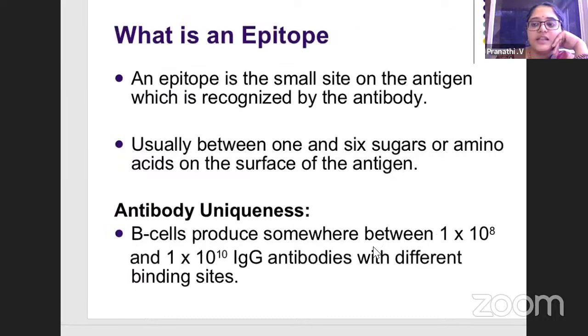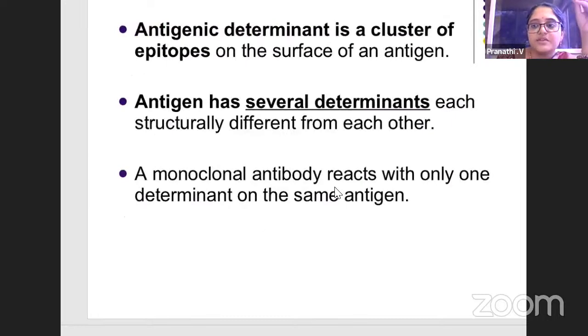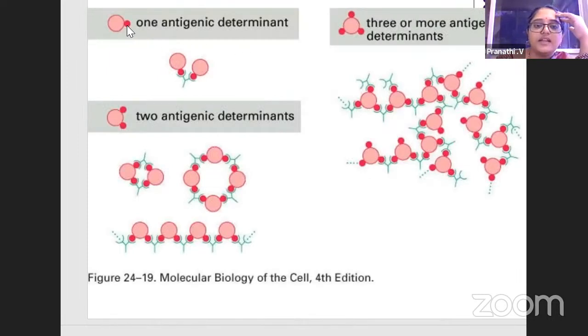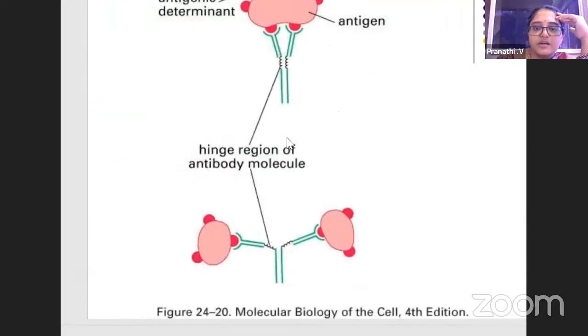So antigen-antibody binding is also reversible. And then the epitope is the site which is recognized by the antibody. So not just 1 to 6 amino acids that are present are going to give their specific antigen. Uniqueness depends upon different kinds of binding sites that are present based on the types of antibodies that are present. So you have an antigenic determinant, which is a cluster of epitopes on the surface of the antigen. So you can just see one antigen, two antigenic, many antigenic determinants that are present.